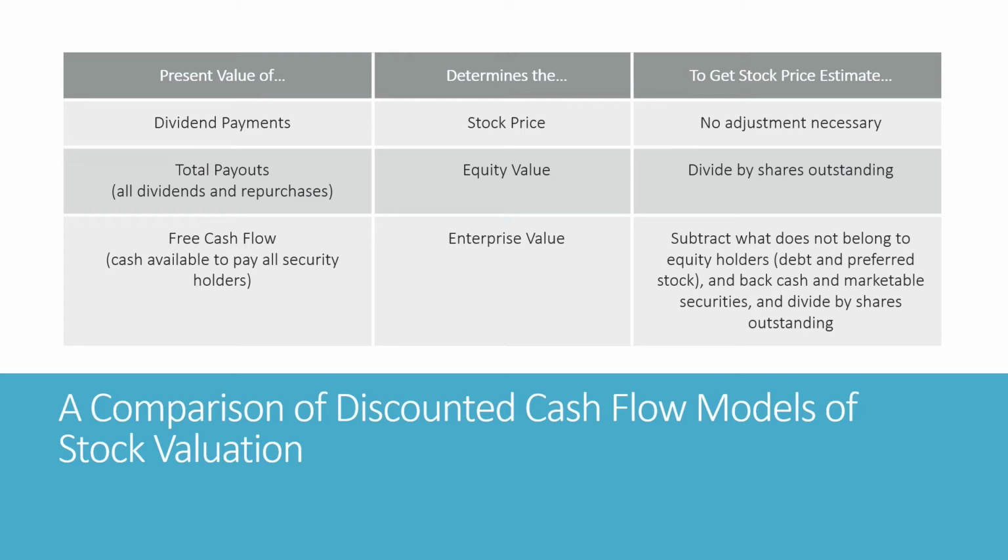And the present value of free cash flow, including cash available to pay all security holders, determines the enterprise value. To get the stock price estimate, you subtract what does not belong to equity holders, which is debt and preferred stock, add back cash and marketable securities, and divide by the shares outstanding.